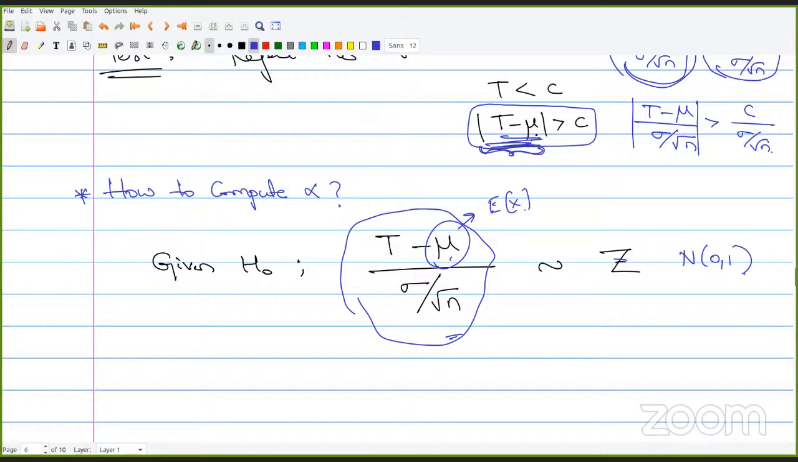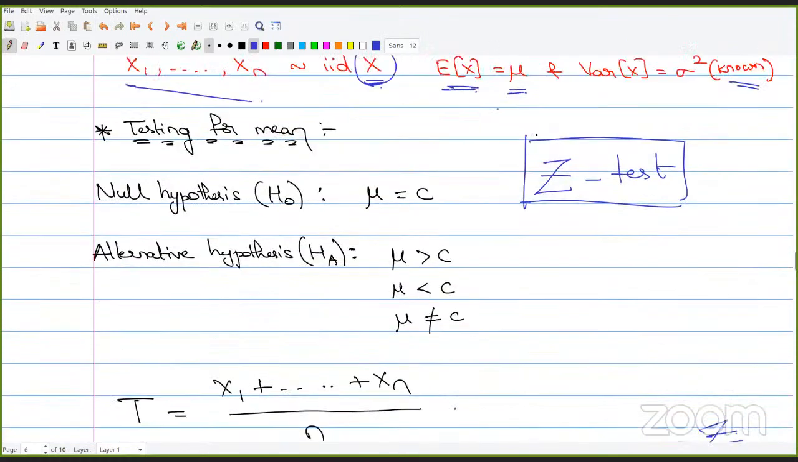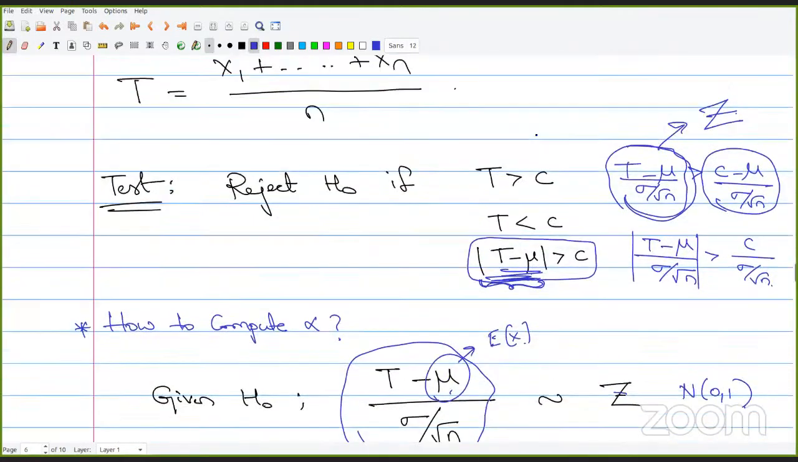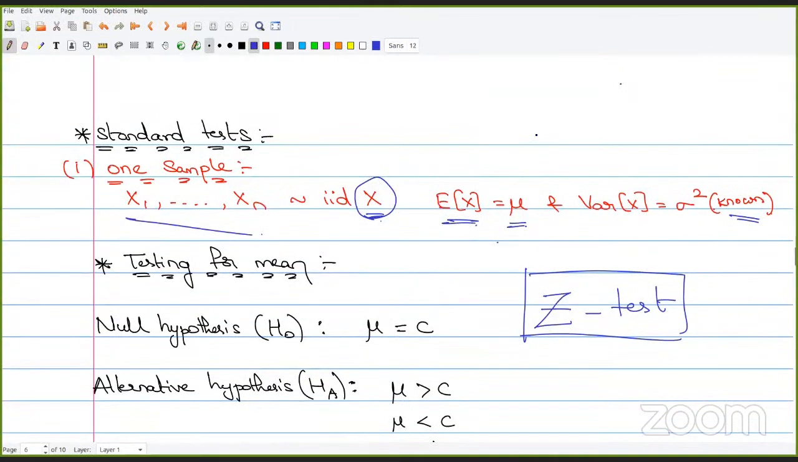So we are converting to standard normal, using the standard normal distribution, and computing the probabilities. That is why this test is called the Z test. Whatever distribution we use for the computation of probabilities, that distribution's name is also the test name. This Z test is applicable only when you know the distribution's variance. So this particular thing is known.